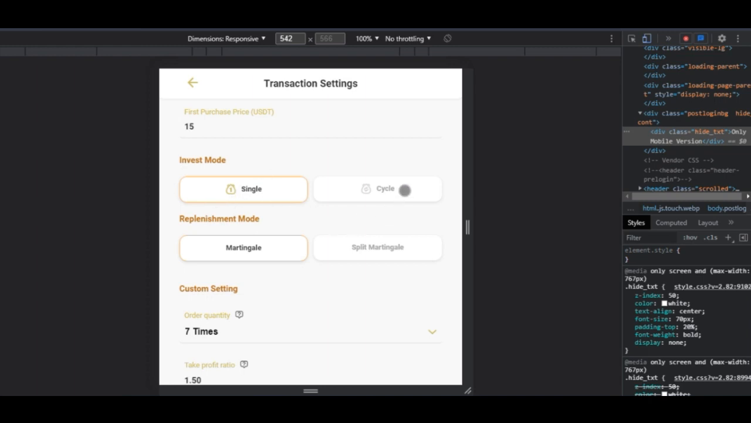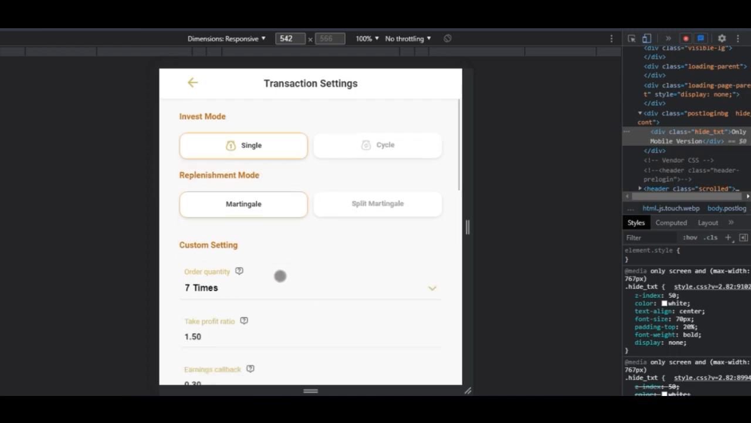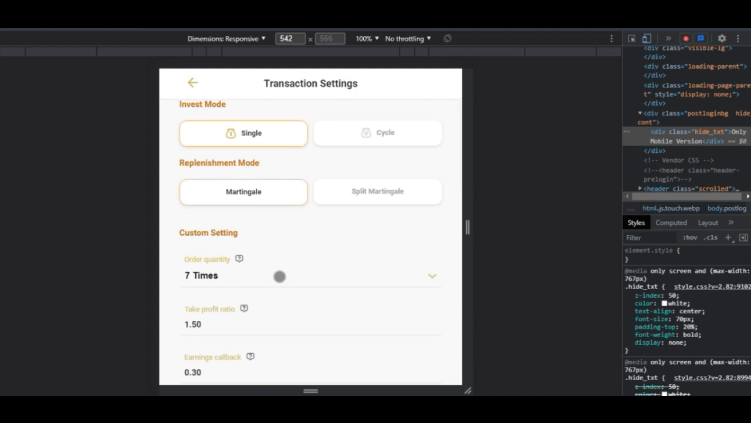We have the single and circle mode which was there before. But the difference now is that you have this replenishment mode. The new integrated strategy is this replenishment mode that you now have here. So if you want to use the former strategy, which is the Martingale strategy, you use this one. But if you want to use the new method, you go ahead and use the split Martingale strategy.